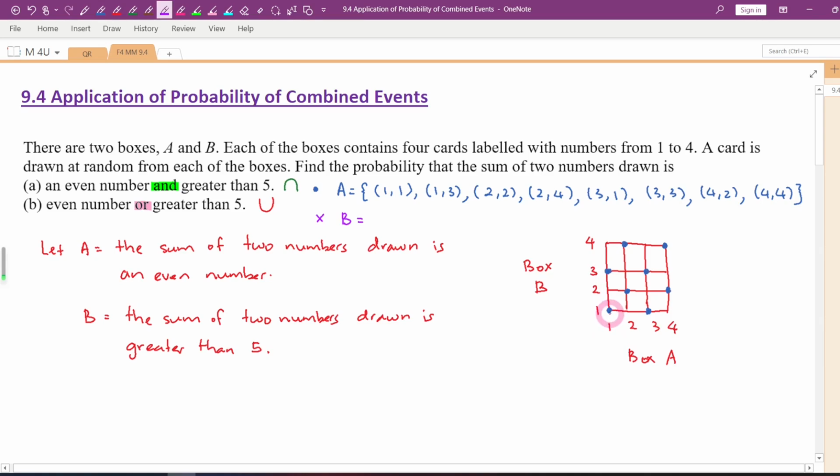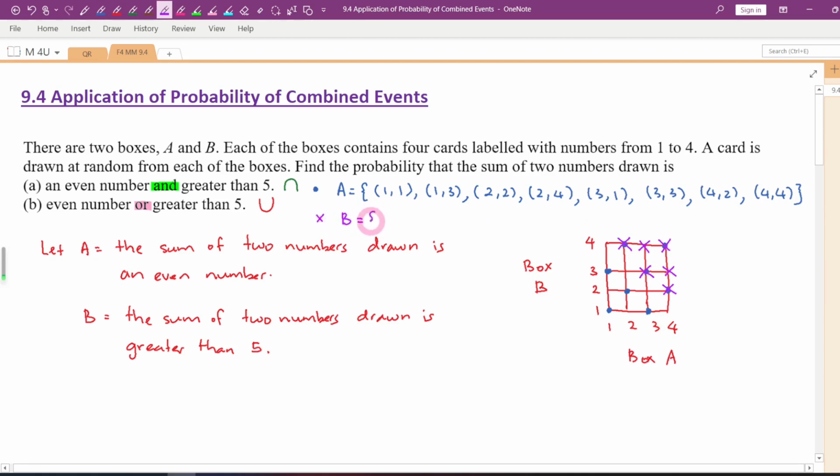1 plus 1 is equal to 2. 1 plus 2 is equal to 3. 1 plus 3 is equal to 4. 1 plus 4 is equal to 5. We want greater than 5. So all these combinations are not accepted. So 2 plus 4, yes, is equal to 6, which is greater than 5. So 3 plus 3 equal to 6, okay. 3 plus 4 equal to 7, okay. 4 plus 2, 4 plus 3, 4 plus 4. All this combination, their sum is greater than 5, right?